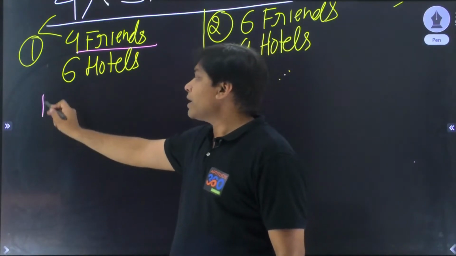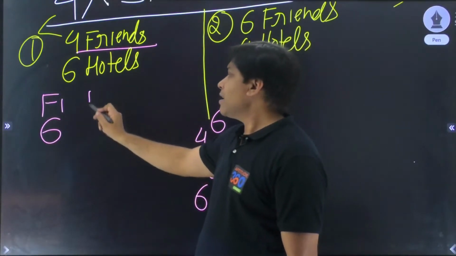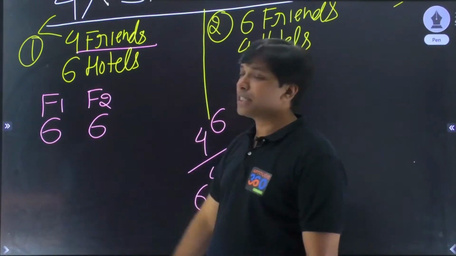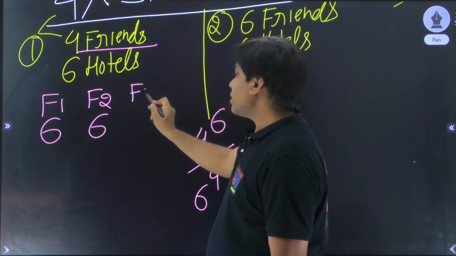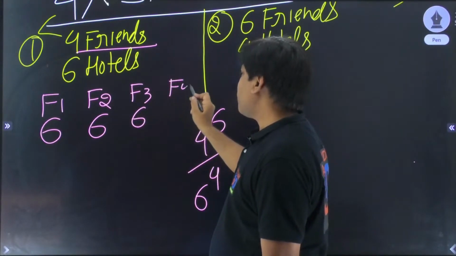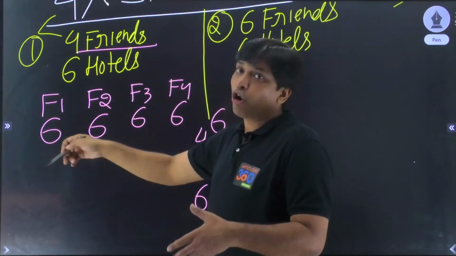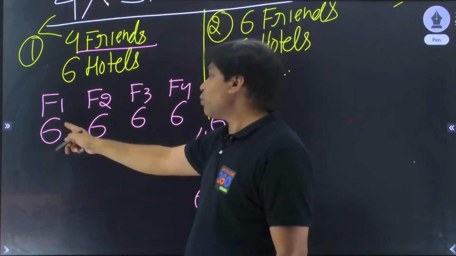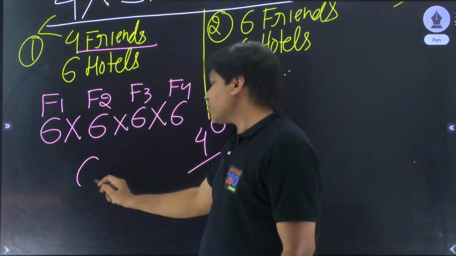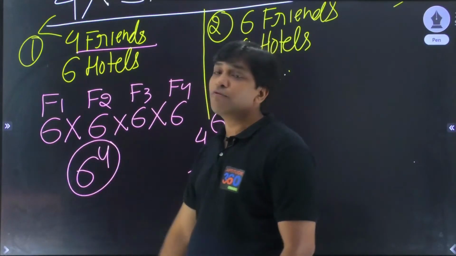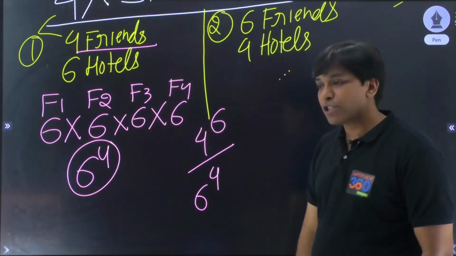So friend 1 will have 6 possibilities, isn't it? Similarly, friend 2 will also have 6 possibilities because we have not given any condition over there. Similarly, the third friend can stay in 6 ways and friend 4 can also stay in 6 ways. In how many ways can all these 4 friends stay? Friend 1 in 6 ways and friend 2 in 6 ways and so on. So this answer is going to be 6⁴, right? So this is going to be 6⁴, Shivani.